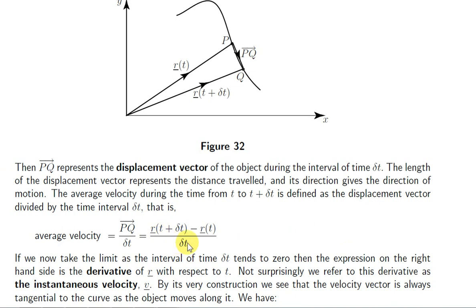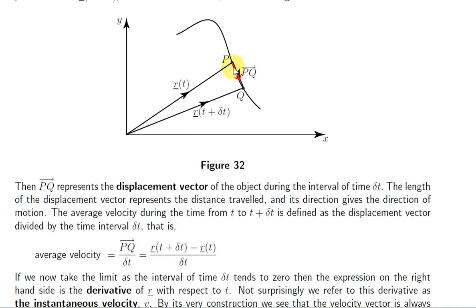Now if we take the limit as delta t goes to 0, then the average velocity vector, and this is a vector, becomes an instantaneous velocity vector at P. So I'm showing here the instantaneous velocity vector is tangential to the curve at P. Actually it would look more like this if it's tangential to the curve. Well, this is my best impression of it. So this is the velocity vector, which we normally call v. So this is the instantaneous velocity vector of the object at the point P.